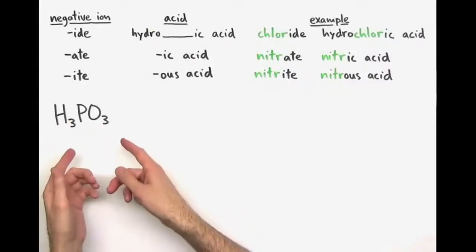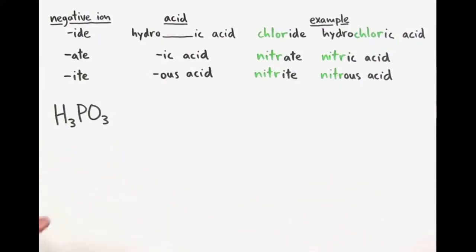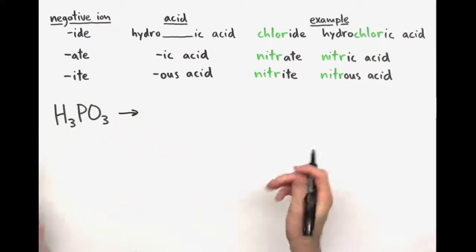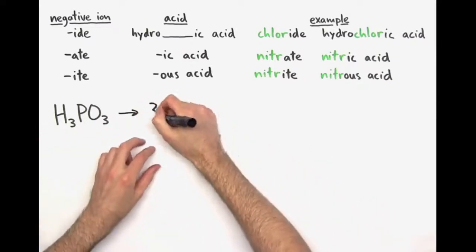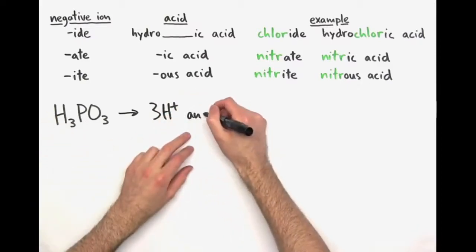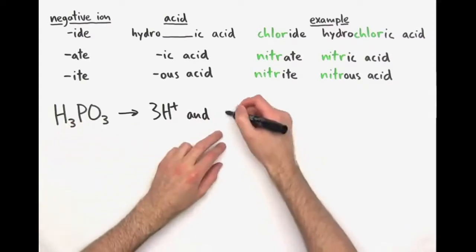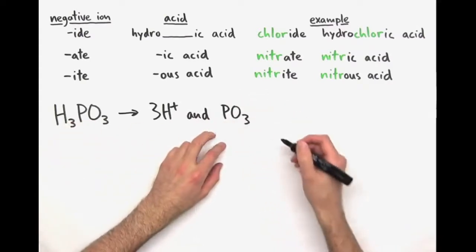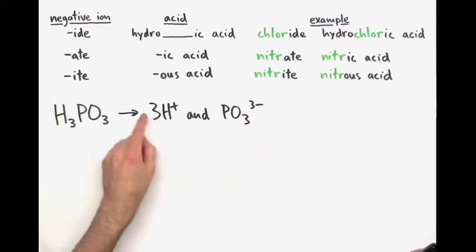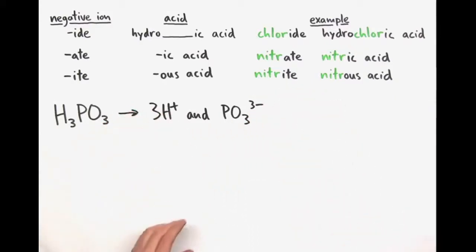H3PO3. This one's a little more challenging, so even if you think you're getting this down, I recommend that you just watch this one so that you don't get tripped up by it. All right, to name the acid, I got to figure out what the name of the negative ion is. To do that, I got to split the acid apart. So I get 3 H plus, because I have H3 there. So that's the positive part. And then the negative part is going to be PO3. What's its charge? It's got to be 3 minus to balance out this 3 H plus.